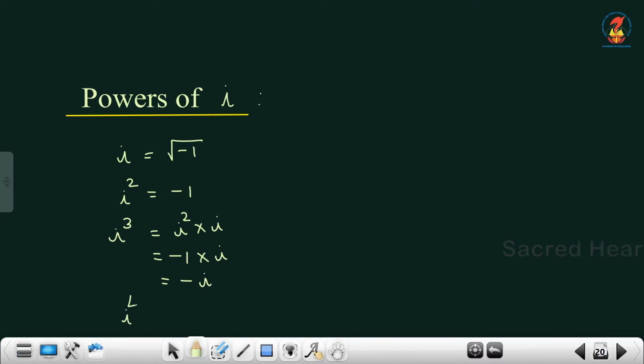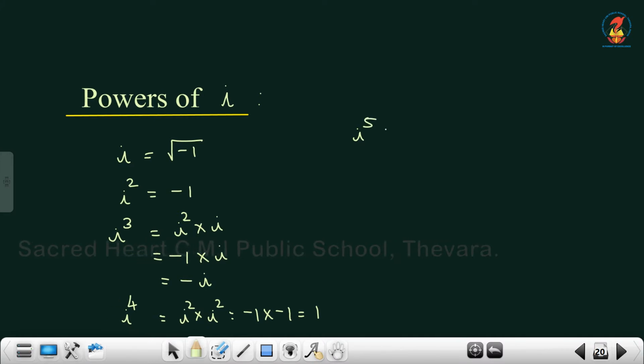Then i raised to 4. i raised to 4 is equal to i square into i square. i square is minus 1, into minus 1 becomes 1. Now the next power, what is i raised to 5? i raised to 5 we can write as i raised to 4 into i. i raised to 4 is 1, and 1 into i is i itself.